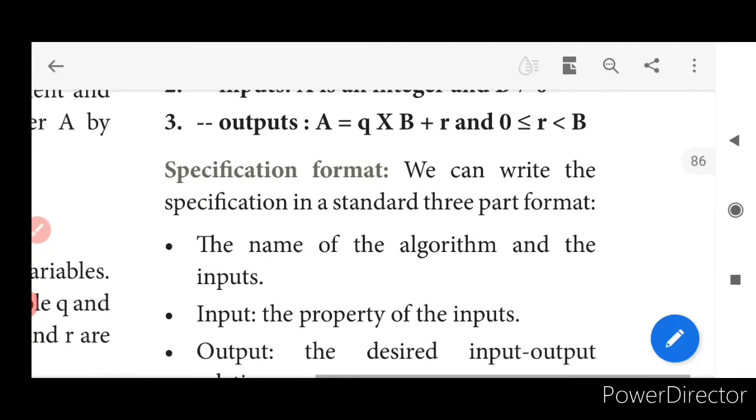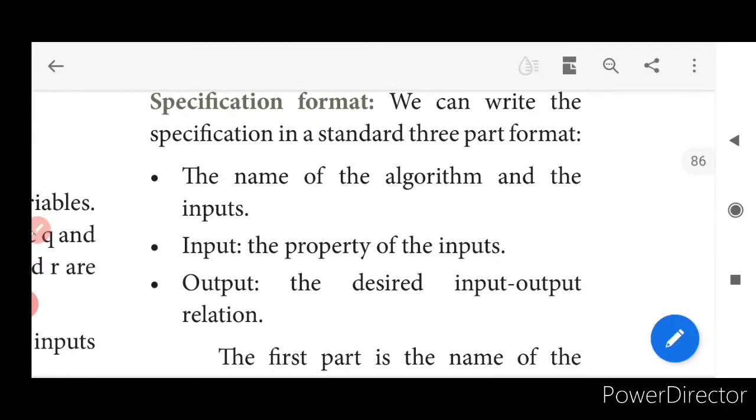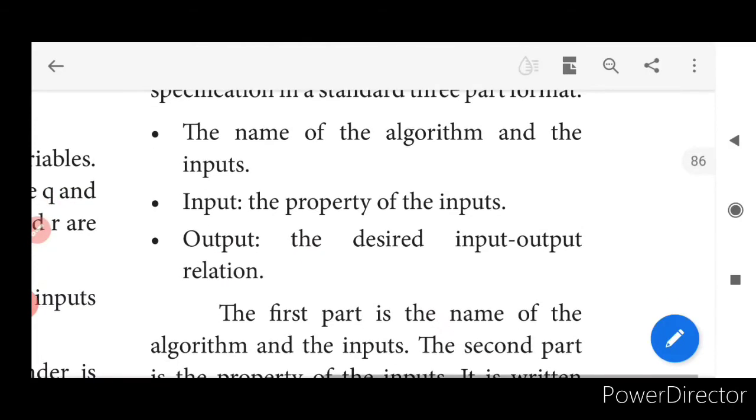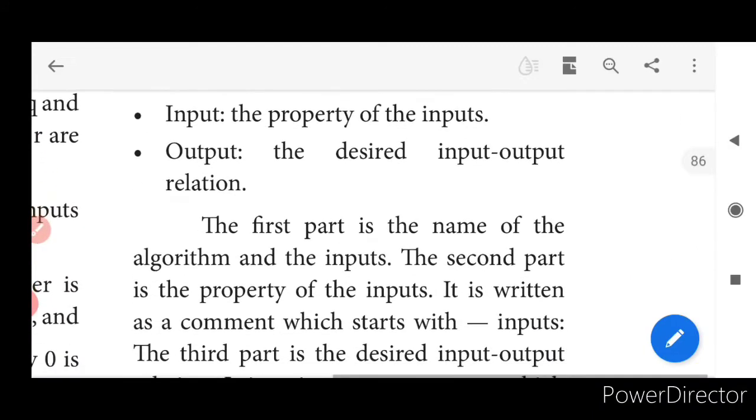So, in the specification format, we can write the algorithm specification in three parts. First one is the name of the algorithm. Second one is the inputs, and third one is going to be the outputs.